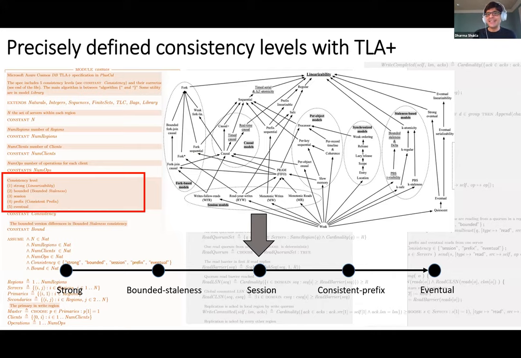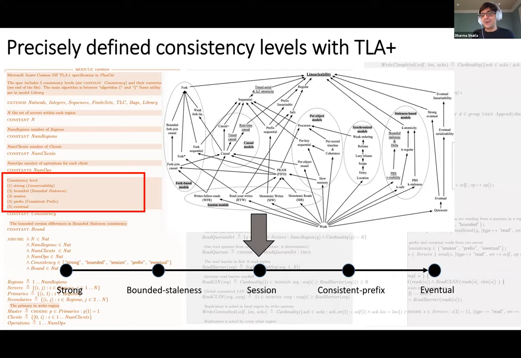And so when it comes to consistency, as this picture shows, it's a wild west of variety of consistency models that have been defined. The state of the art when we started Cosmos DB was, on the one extreme, strong consistency, or on the other extreme, eventual consistency. And what we wanted to do was codify, of this wide variety of consistency models, the ones that are practically useful to customers.